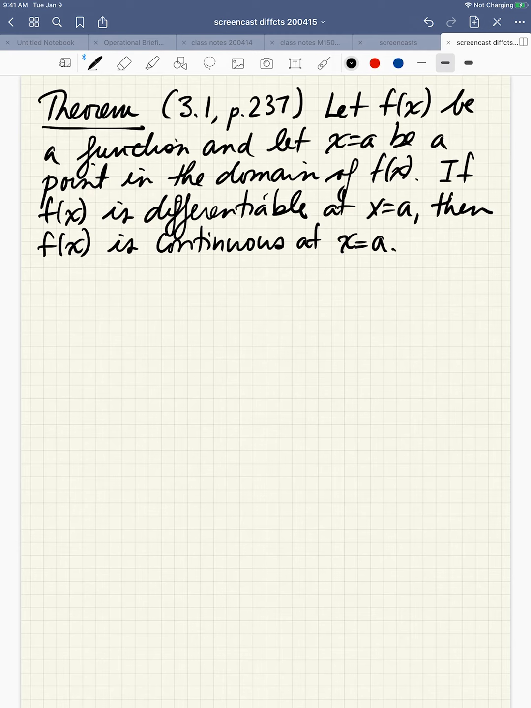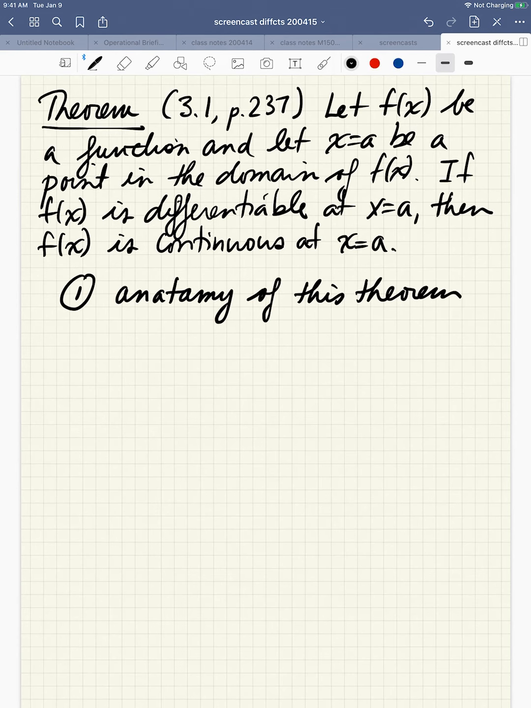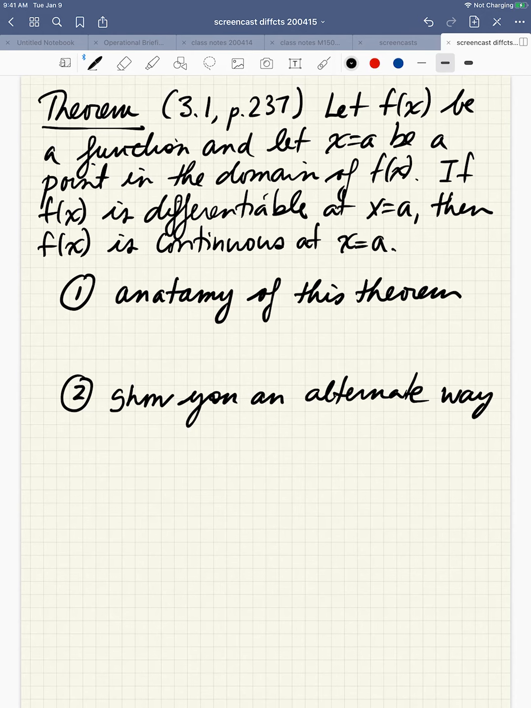So there's two things I want to do next. One thing I want to do is show you something about the anatomy of this theorem. And the second thing I'm going to do is show you an alternate way to define the derivative. It's come up in the book already, so hopefully you've seen it, but I'm going to just show you this other way. But first, the anatomy.